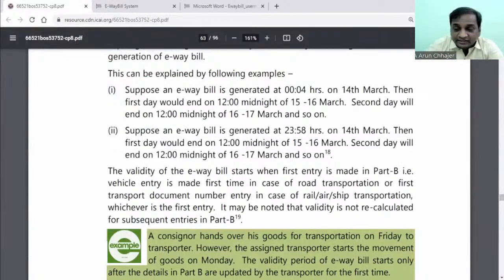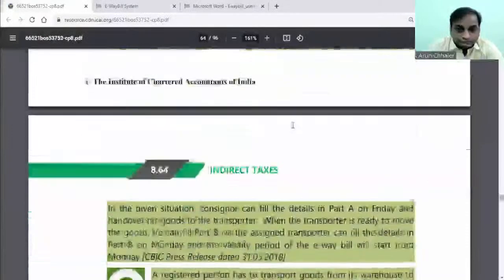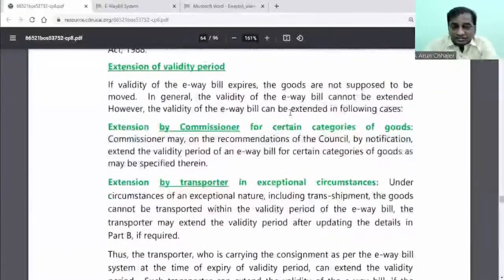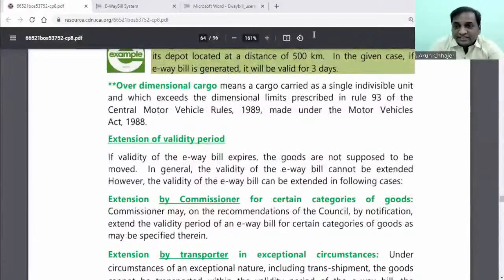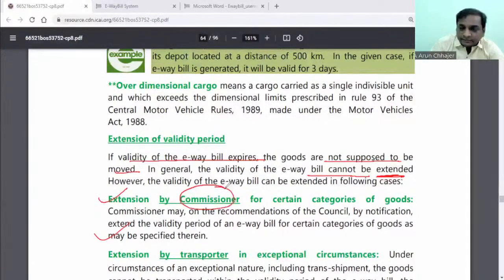So you are saying that in transit you are disposing of certain goods which are perishable in nature, is it? We are talking about the extension. So the question is, can an e-way bill, if expired, be extended? Yes, in exceptional circumstances, it can be extended. In general, once the validity expires, it cannot be extended normally, but there are two exceptions: extension by the commissioner for certain goods, and extension by the transporter.